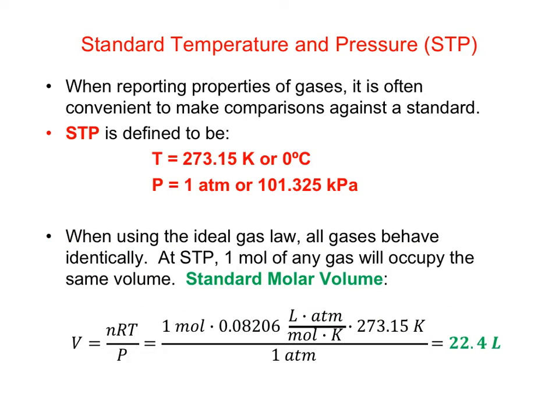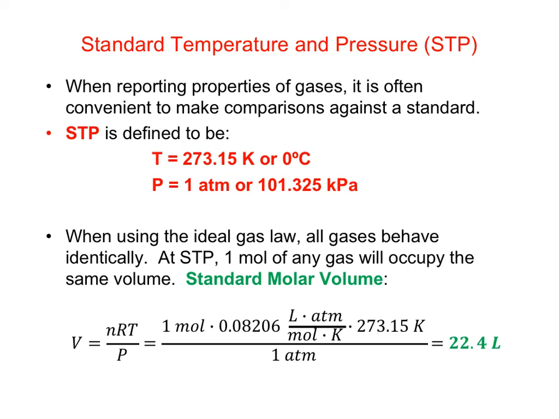All right, so the last thing I want to mention: when we're reporting properties of gases, it's often convenient to make comparisons against a standard. And so standard temperature and pressure is defined as 273 Kelvin or 0 Celsius and 1 atmosphere of pressure. So if anybody says we're at STP, they're telling you the temperature and the pressure.